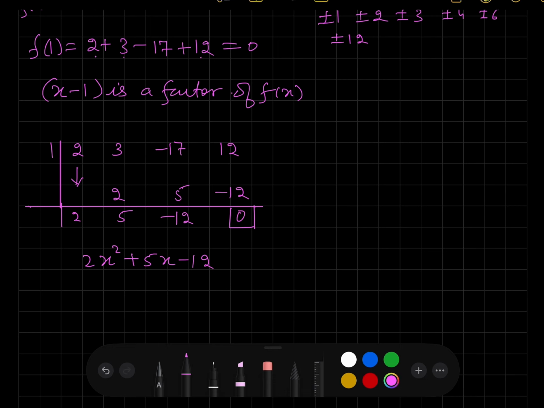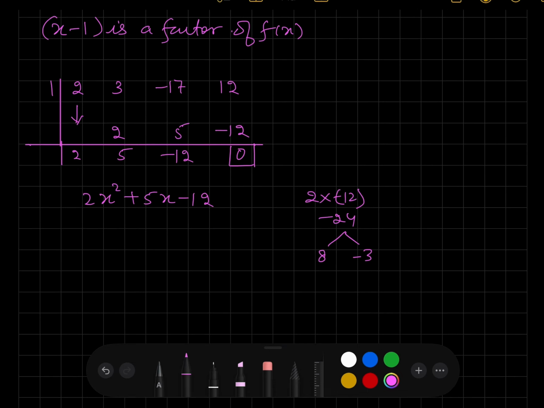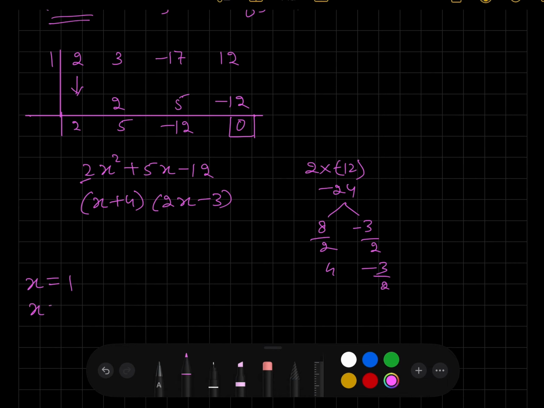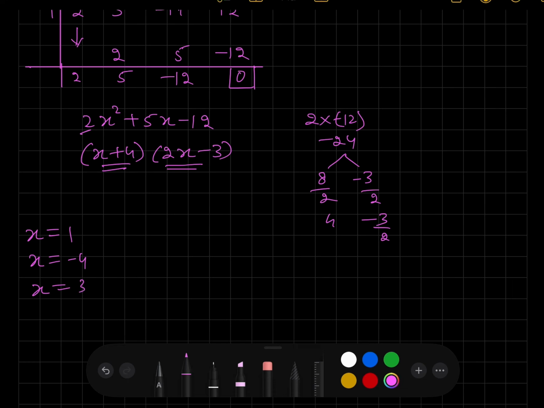Now we have to further factorize it. 2 times negative 12 is negative 24, and plus 5x, so 8 times negative 3, and since the coefficient is 2 here, we will have to divide by 2. So 4 and negative 3 by 2. So our factors are x plus 4 and 2x minus 3. That's it. So our x values are: one is x minus 1 equal to 0, so x equals 1. The other is x plus 4 equal to 0, so it is negative 4. And the next, 2x minus 3 equal to 0, would give me x equals 3 by 2.